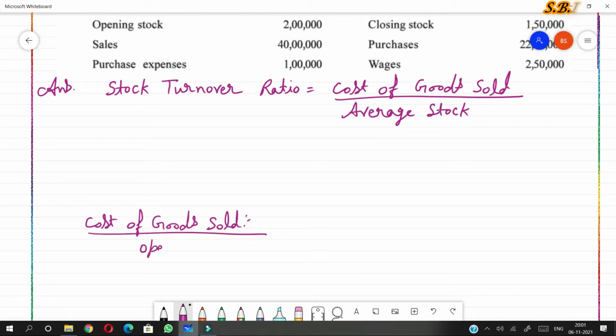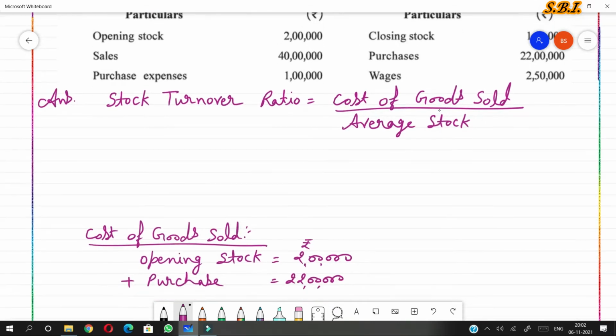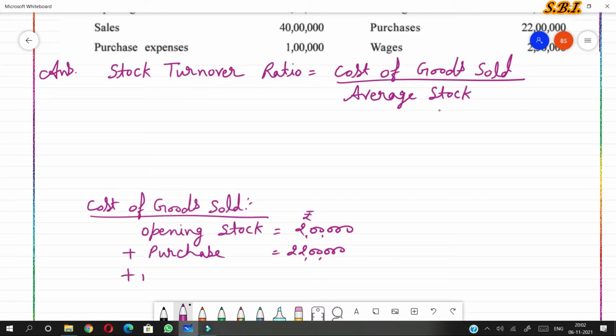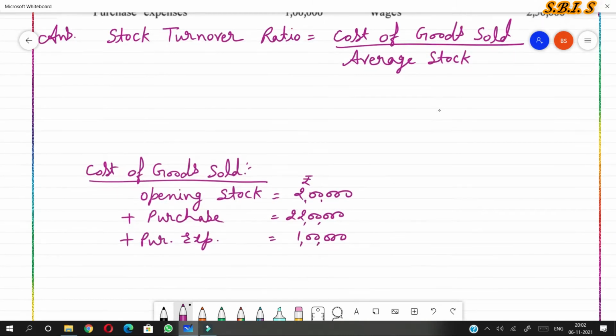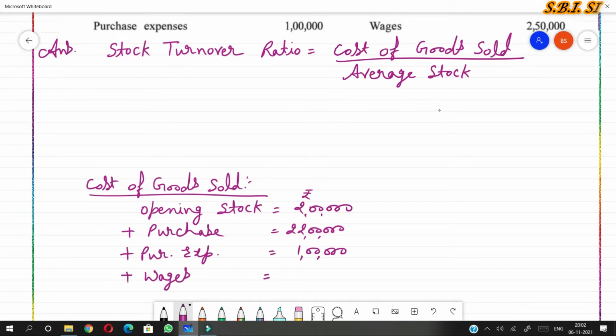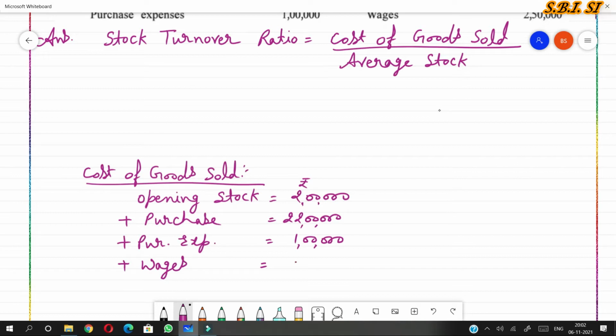Opening stock rupees 2 lakh, plus purchase 22 lakh, plus purchase expenses 1 lakh, plus wages equals 2,50,000.